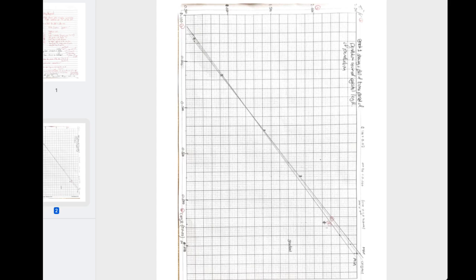When the results on the graph are quite good and they're quite close to the trend line like this, there's not very much variation in where that trend could be, so the error in the gradient is quite small.